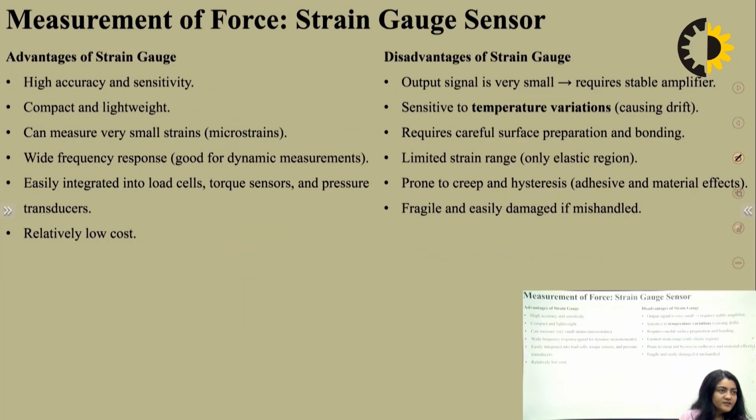Now, what are the advantages of strain gauges? High accuracy and sensitivity, compact and lightweight, can measure very small strain, that is microstrain, wide frequency response, good for dynamic measurement, easily integrated into load cells, torque sensors and pressure transducers, and relatively low cost. What are the disadvantages? The output signal is very small and requires a stable amplifier, it is sensitive to temperature variation causing drift, requires careful surface preparation and bonding, has a limited strain range, only the elastic region, is prone to creep and hysteresis, adhesive and material effects, and is fragile and easily damaged if mishandled.